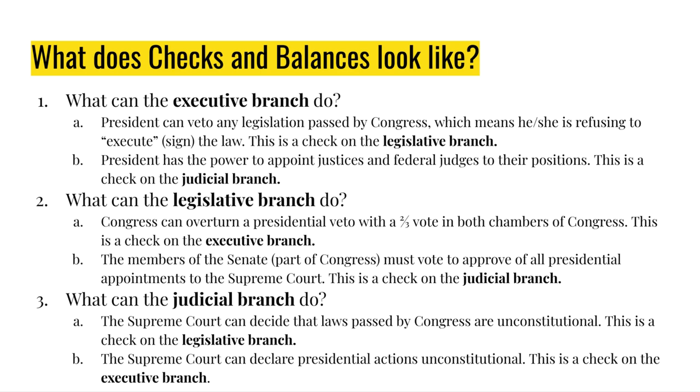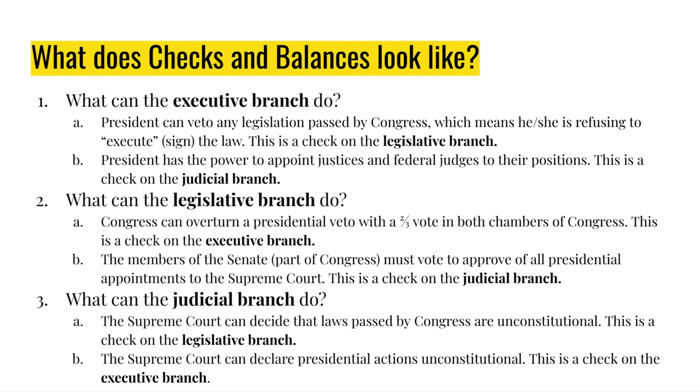What can the legislative branch do? Well, their check on the executive branch, their check on the president, is that the Congress can overturn a presidential veto with a 2/3 vote in both chambers of Congress, meaning both the House and the Senate. Again, this is a check on the executive branch. What can they do to the judicial branch? Well, the members of the Senate, remember this is part of Congress, 100 members, must vote to approve of all presidential appointments to the Supreme Court. Again, this is a check on the judicial branch.